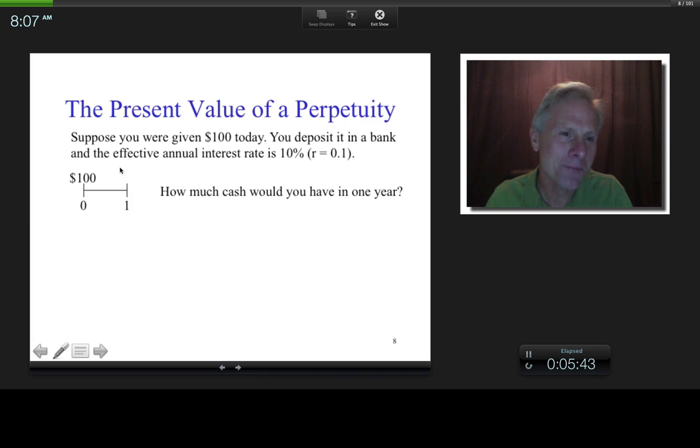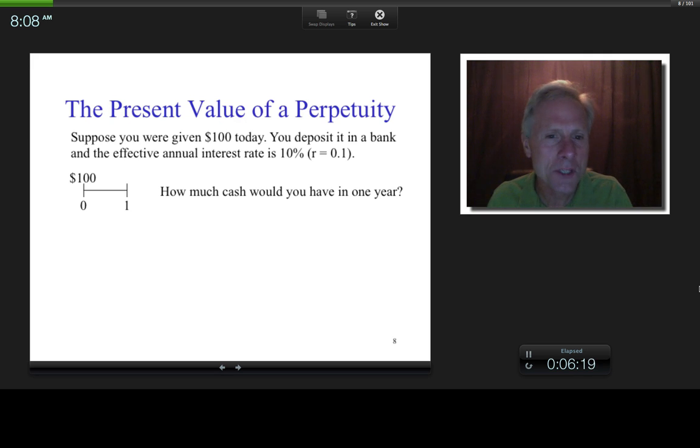So imagine I'm given $100 today, and I deposit it in the bank, and let's say the effective annual interest rate is 10%. Notice in this situation, normally, if you recall from the previous lecture, a rate that is given is what? A nominal or stated or advertised rate. Well, in this case, we're jumping straight to giving you an effective rate, which means what again? The amount of interest made from $1 after one period, in this case, a year.